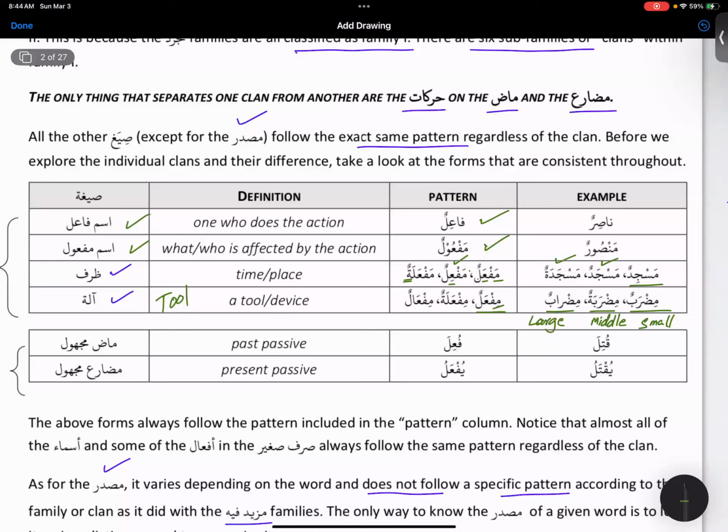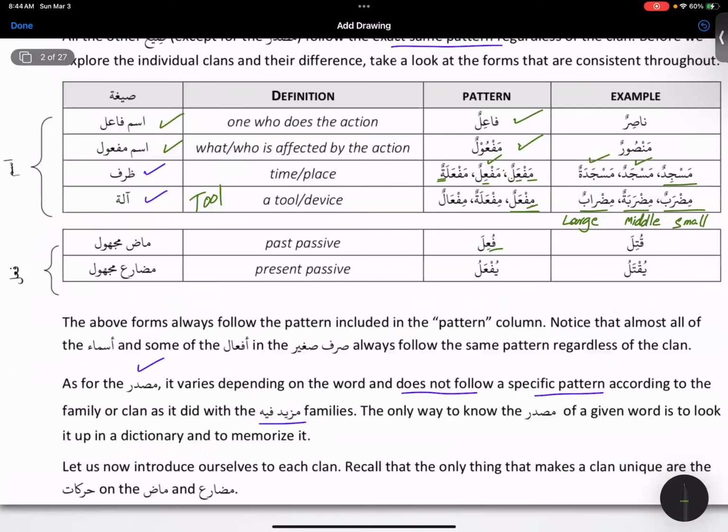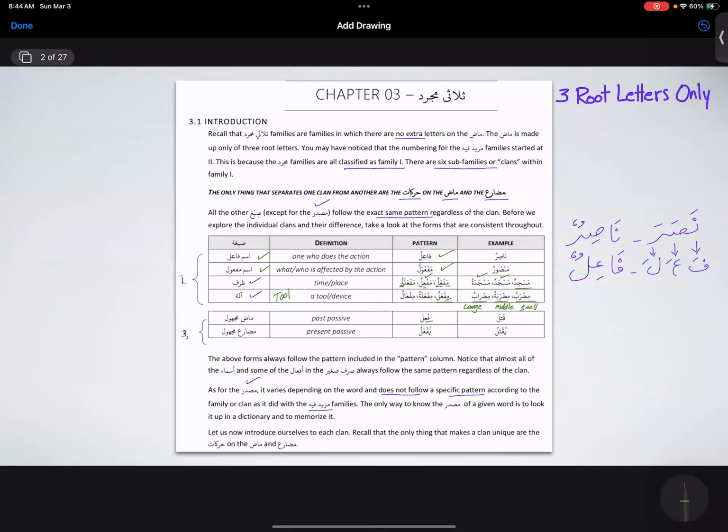comes our Madi Majhul. So Madi Majhul, we already know that the fa kalima is going to have dhamma, right? And then fu'ila, and then Mudari Majhul is yufalu. So nothing new over here. Now, as for the masdar, it varies depending on the word and does not follow a specific pattern. We already talked about it, right? So let's move on.